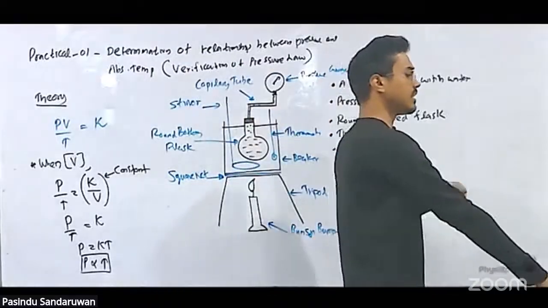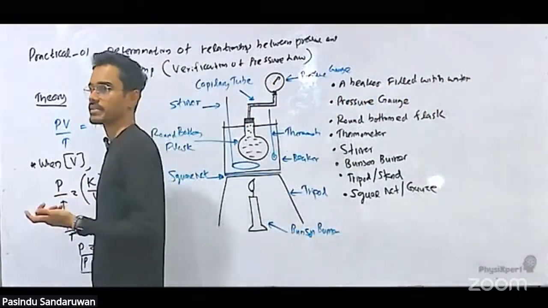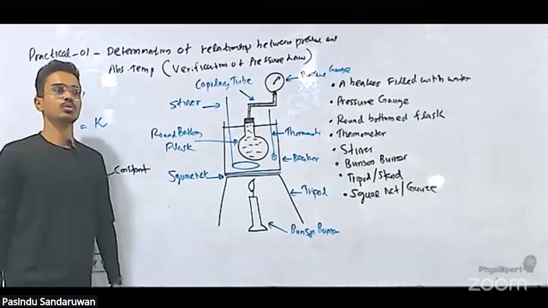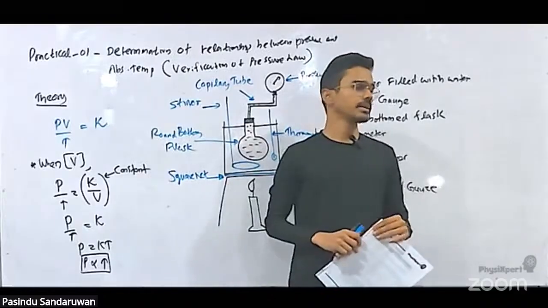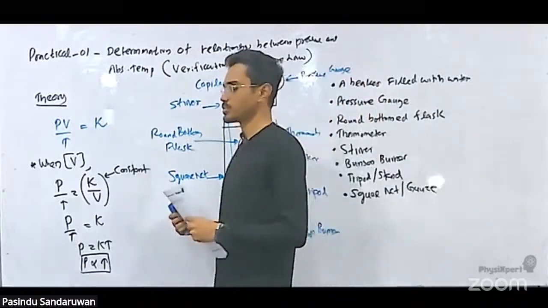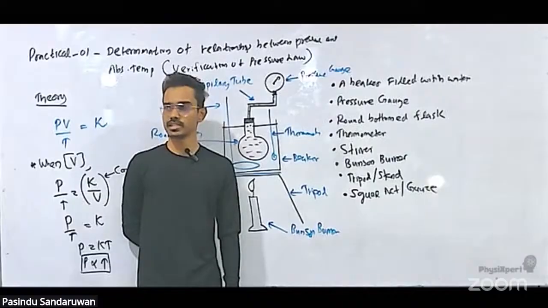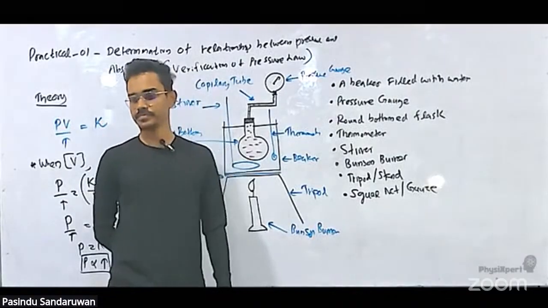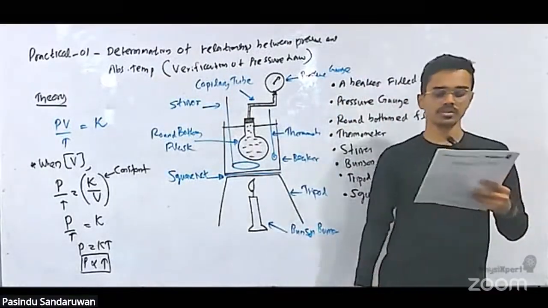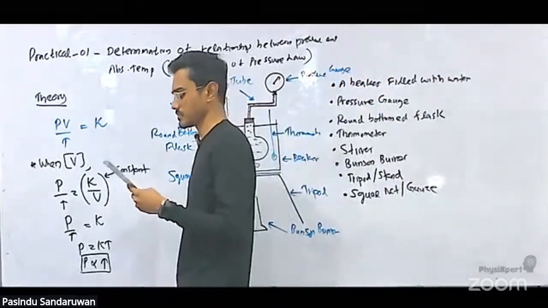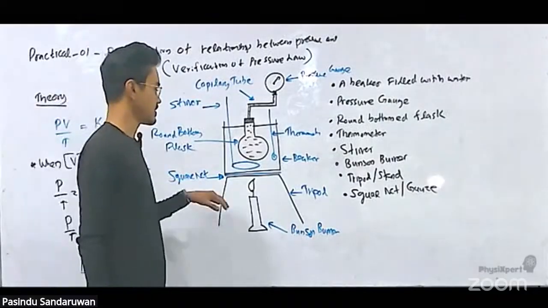Add some ice, to reduce the initial temperature. Adding ice is not compulsory, but it is a precaution we take, right? To have a good distribution of readings. Right. Next point.